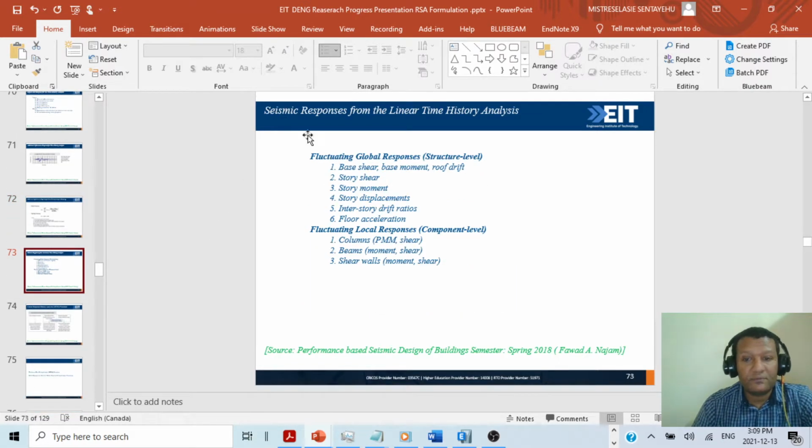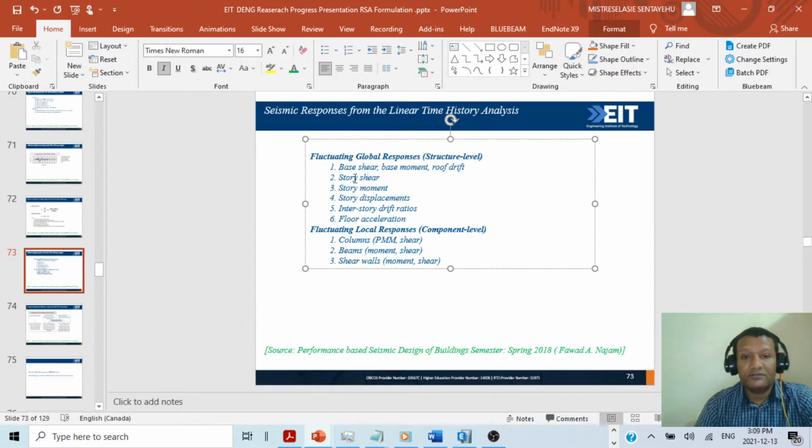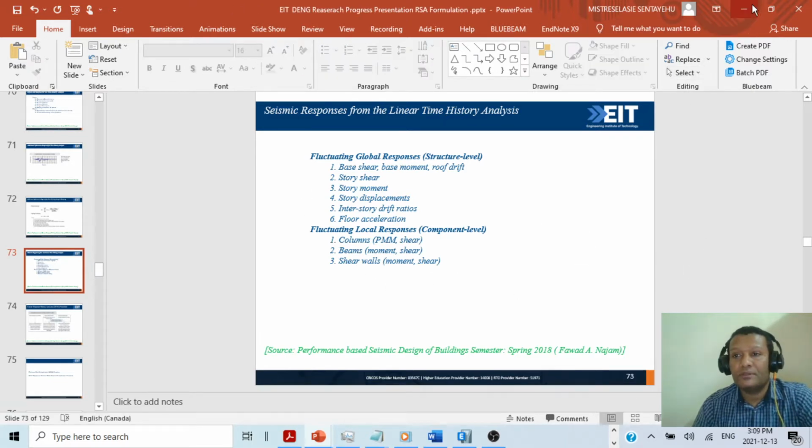Let's make it fast. Seismic responses from the linear time history analysis: fluctuating global responses, so base shear, base moment, roof drift, everything will be found. Story shear, story moment, story displacement, inter-story drift ratios, floor acceleration, everything can be found. And fluctuating local responses: column PMM interaction curves, beam, shear wall, everything can be found.